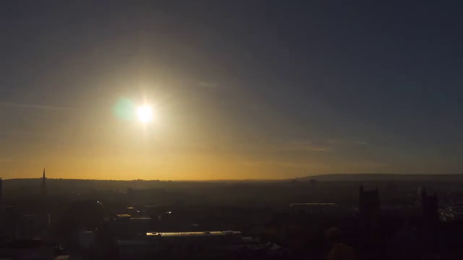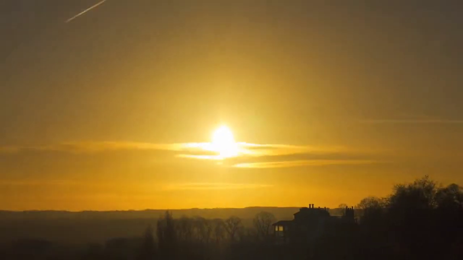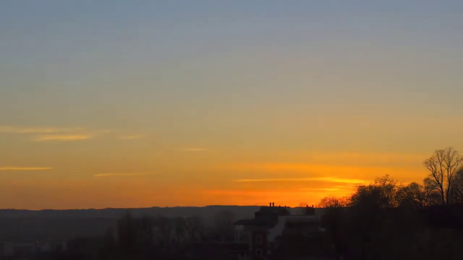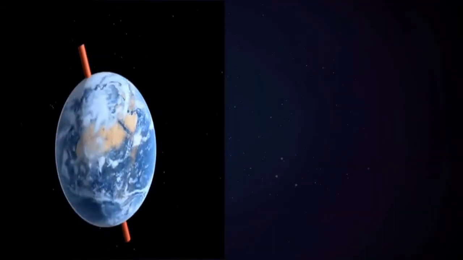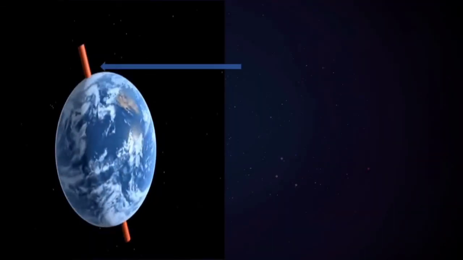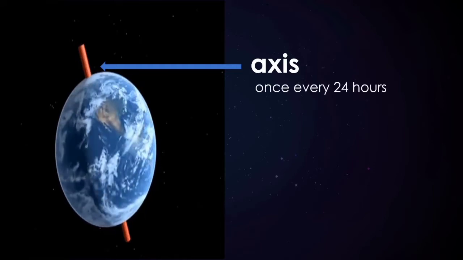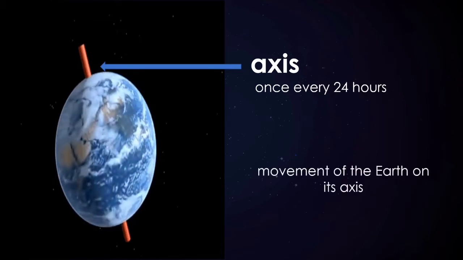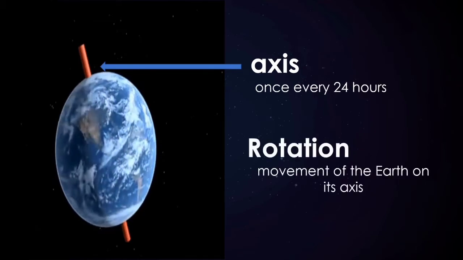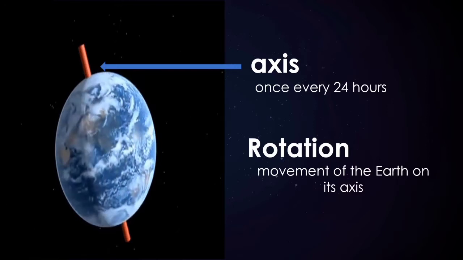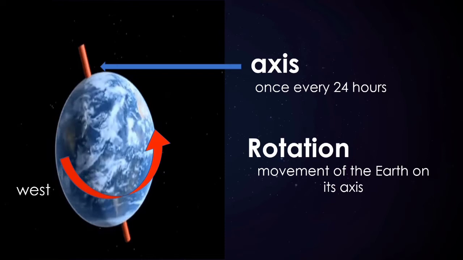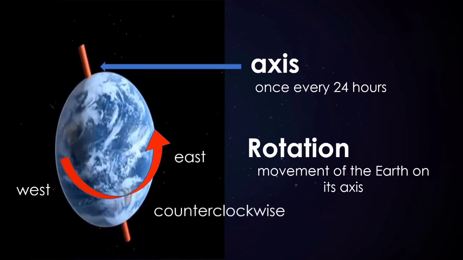Every day, the sun appears to rise in the east, travel across the sky, and set in the west. You can observe this day in and day out, but the sun does not move from east to west. Instead, the Earth is spinning on its axis at a regular and steady rate once every 24 hours. The movement of the Earth on its axis is called rotation. The direction of its rotation is from west to east or counterclockwise.